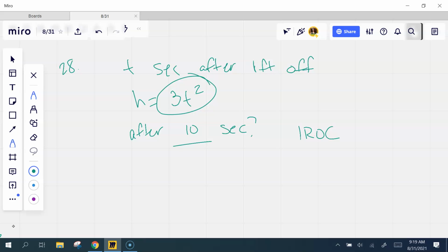Okay. Number 30. Wait, with 28, I want you... So we plug in the 10. So that would be 300. And then what do we do from there? 0, 0, and you'd find the slope between those two. That's AROC. He asked, let's pretend it was AROC. But because it's IROC, what do we do now? We plug in 3t squared for h.